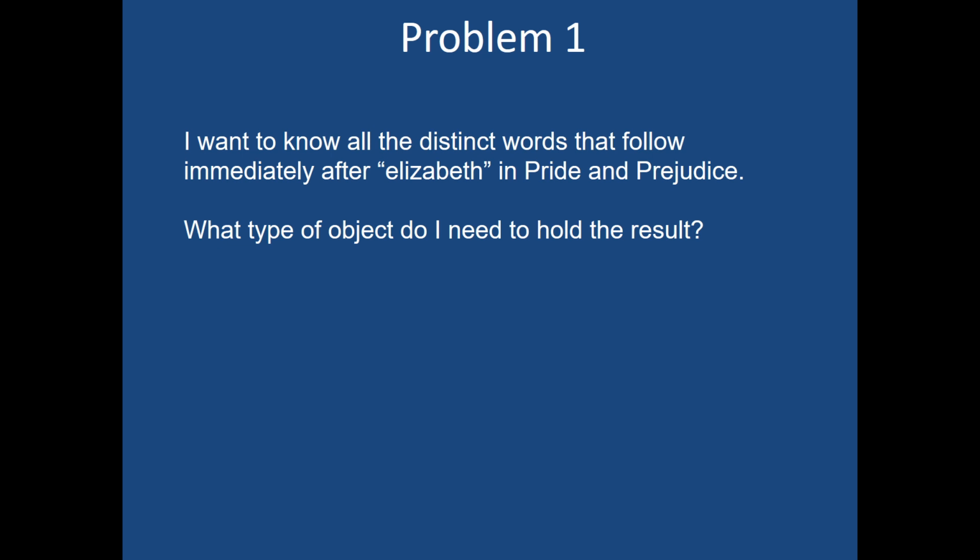So that's an aside to this slide. So suppose I want to know all the distinct words that follow immediately after a particular word in Pride and Prejudice. So I want to know all the words that come after Elizabeth, for example. What type of object should I use to hold the result? Yeah? String. Okay. How would I use a string to do that?